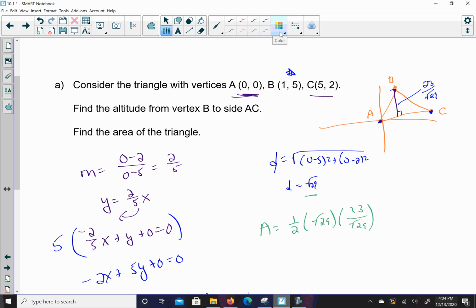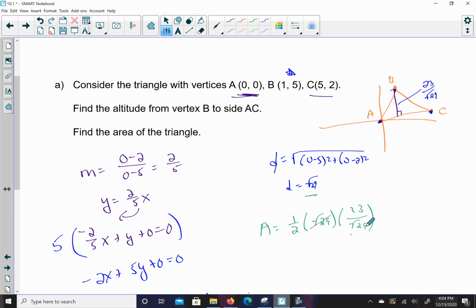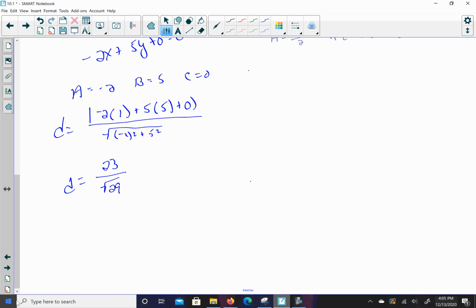And it happens a lot, and there's reasons why it happens, but these two, the square root of 29 and the square root of 29, will simplify, so I'm going to end up with 23 over 2, or I can write 11.5, 11 1/2, however you want to write it, and that will be square units, and that would be the area of the triangle. So let's do another one, maybe one where I don't have such a nice easy line.